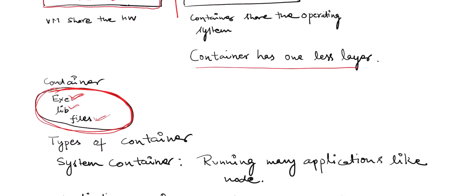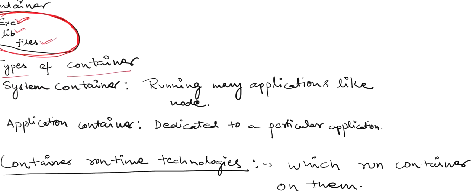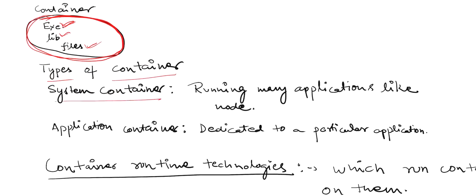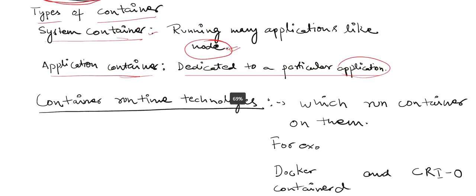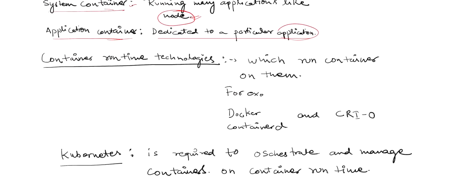Broadly, there are two types of containers: system containers and application containers. As the name suggests, system containers run many applications, like a node. I'll tell you later what a node is. For example, a node is called a system container. And the minute unit of container which is dedicated to a particular application is called an application container. A node can have many applications.